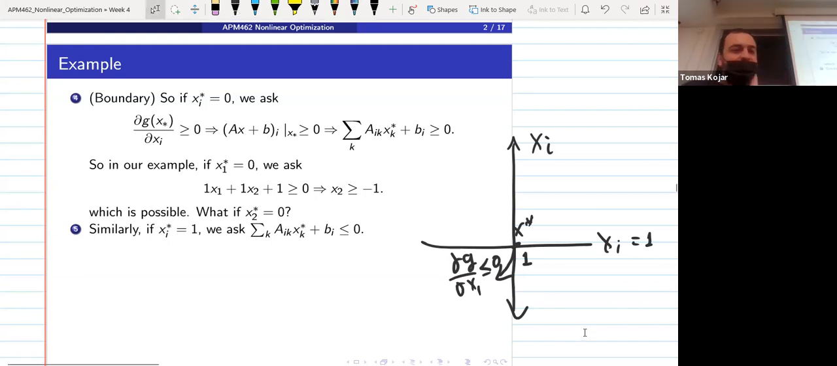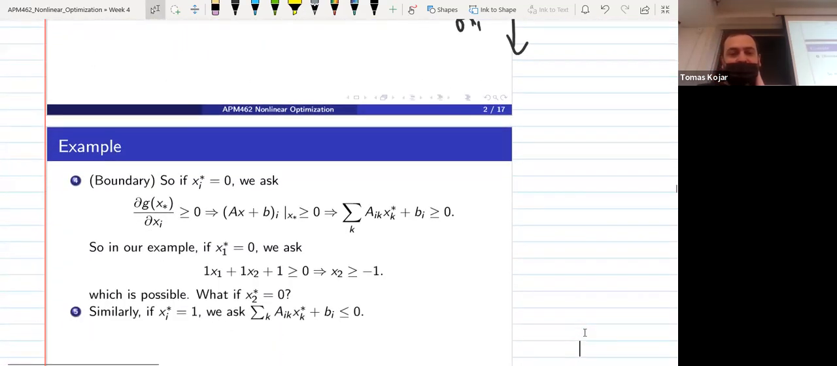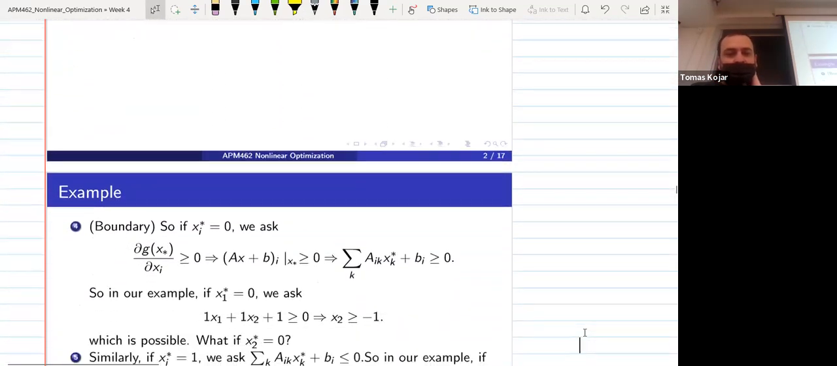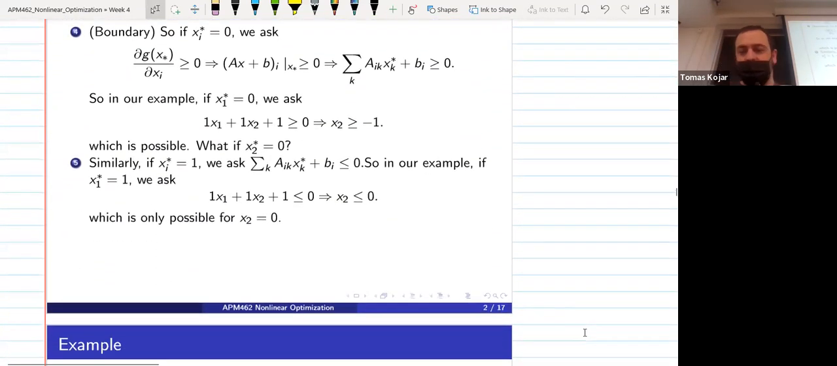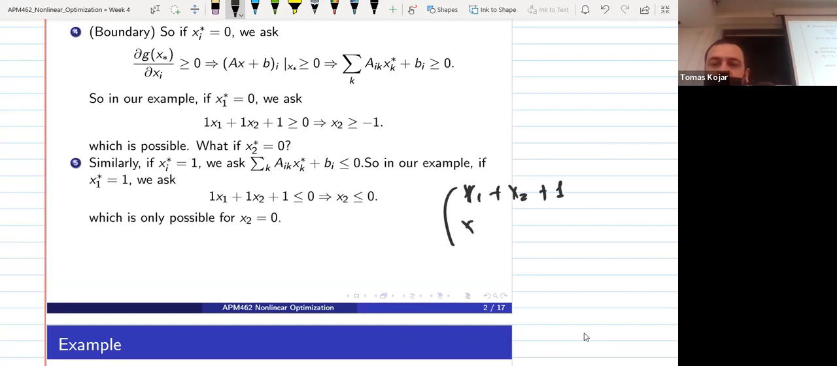All right. Anyhow, let's come back to our example. It's the same one, right? I'll do it again. It was x1 plus x2 plus 1, x1 plus 3x2 plus 1, right? And now you're asking it to be negative.